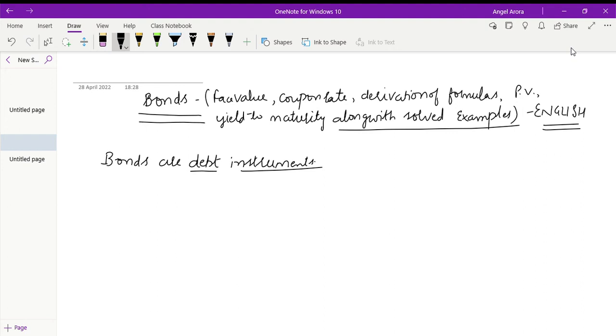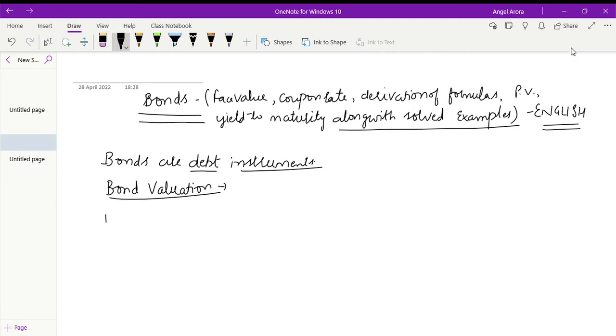Bonds are debt instruments. So if a company or any entity wants to raise long-term debt, they can issue bonds, and so they take loans and in return issue bonds. Now, bond valuation. What is bond valuation?